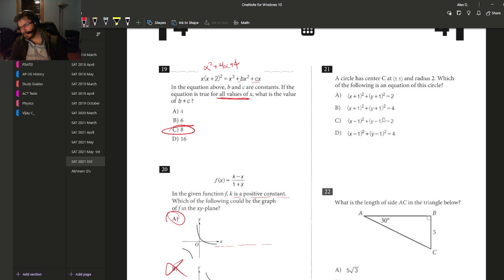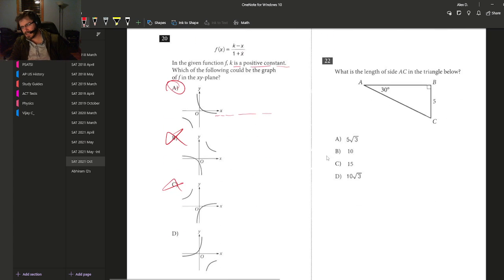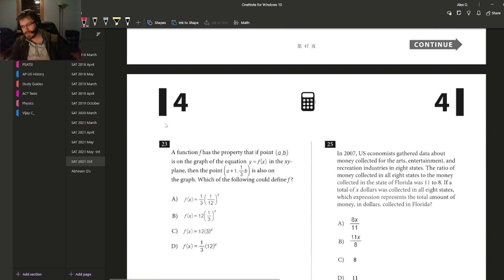Center at (1, 1) and radius 2, so get rid of these guys, because the radius needs to be 2, so that's 2 squared, and (1, 1) has negative 1, negative 1, because it's the opposite of the sign in the circle equation. 30-60-90 triangle, they want AC, that's 30, that's 10. Memorize those 30-60-90 ratios.